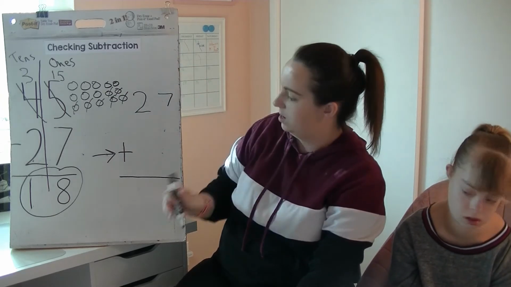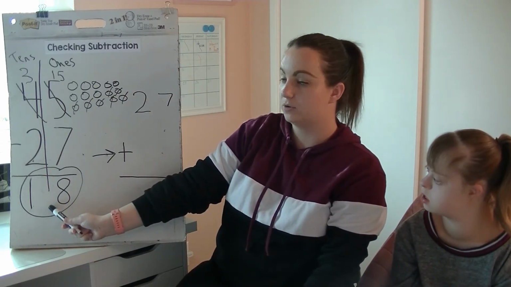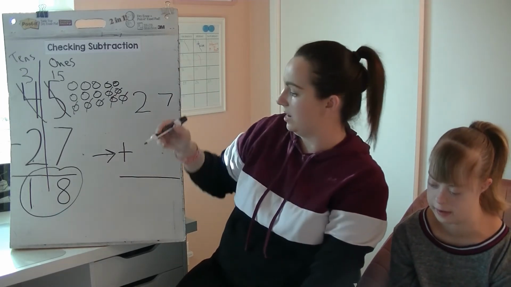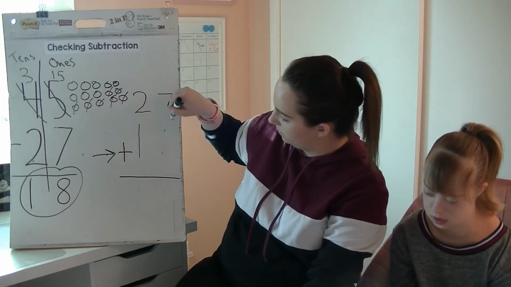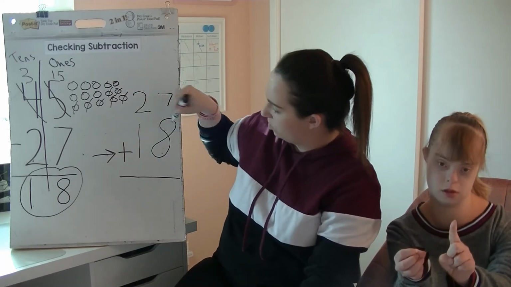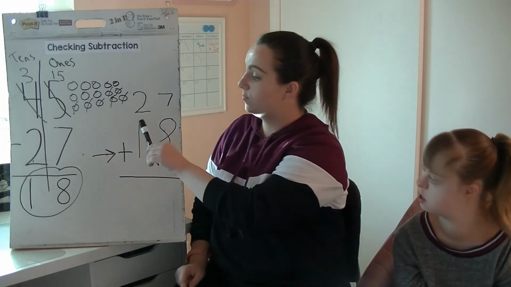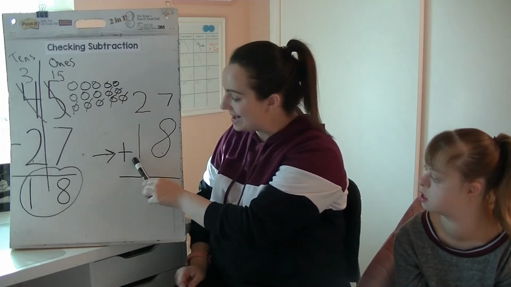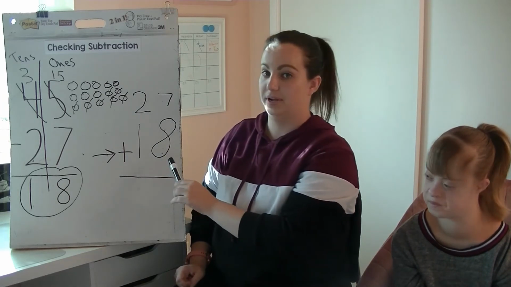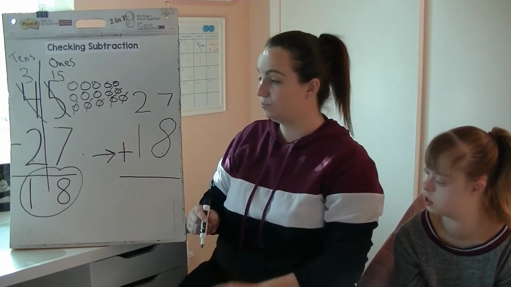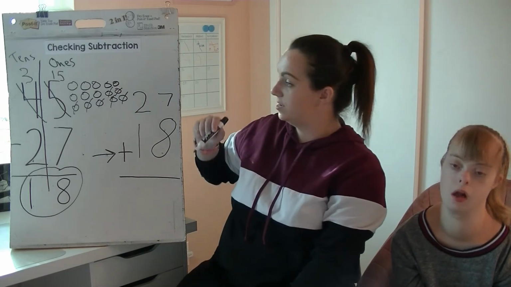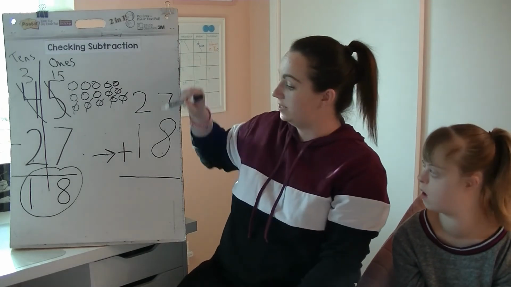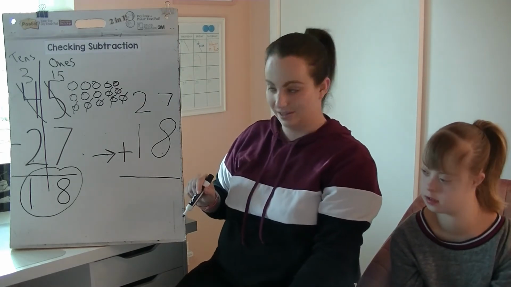27. And what else do I add to it? 18, the answer we got so far. So now I have the addition problem, 27 plus 18. Okay, let's go ahead and do this addition problem just like we've been doing. What's the first thing? I'm going to draw a line down the middle.